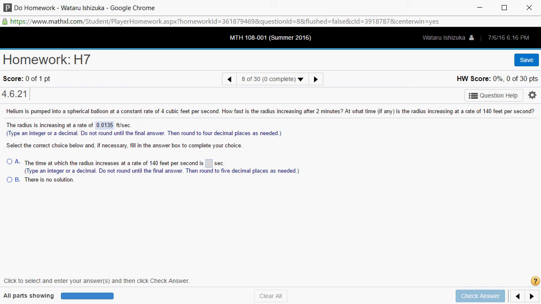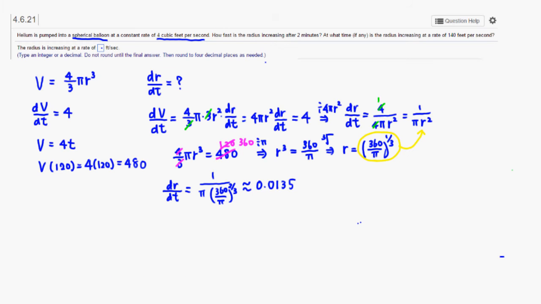Okay, so the time at which the radius increases at the rate of 140 feet per second is, all right, so let's try to do this. That's the second question. We have done so much work here, so let's use it. This is dr over dt right here, and we want this value to be 140 feet per second.